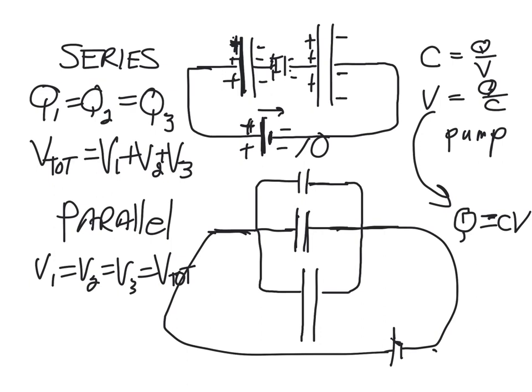And so the total charge that the battery delivers to all three capacitors in this case is going to be Q total equals the sum of all three charges, Q1 plus Q2 plus Q3. Okay, so those are the rules. You can refer to them. Hopefully you understand where they come from and how it makes sense physically. Now we're ready to do some problems.